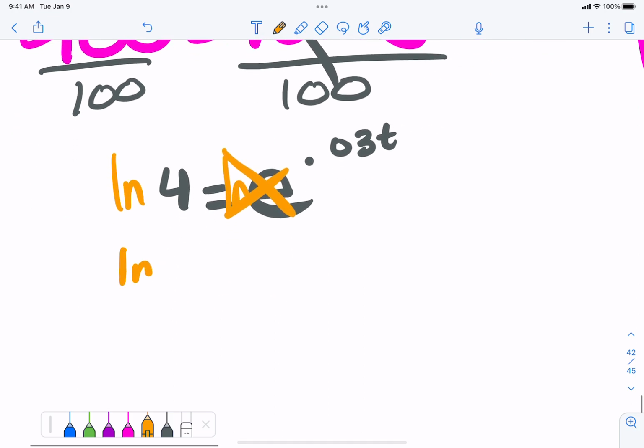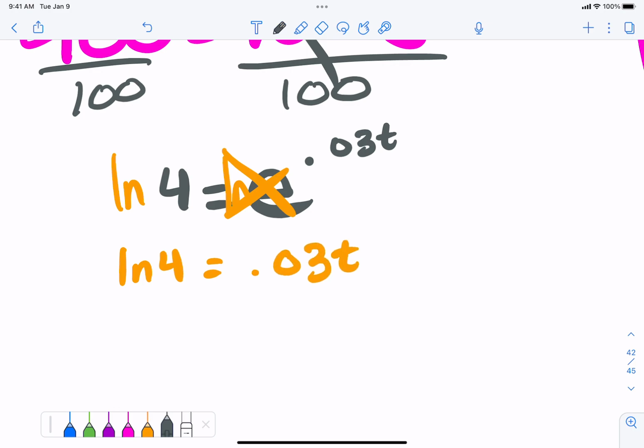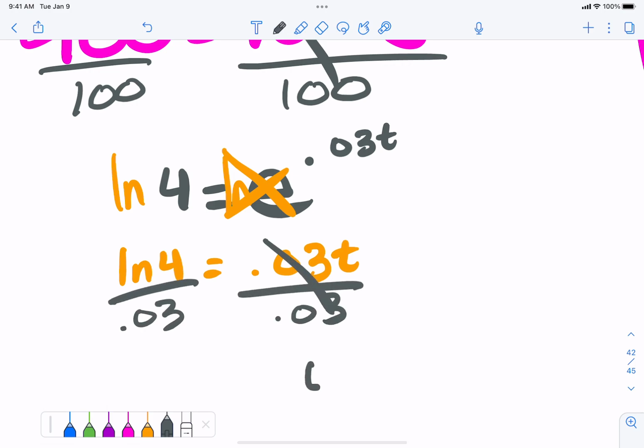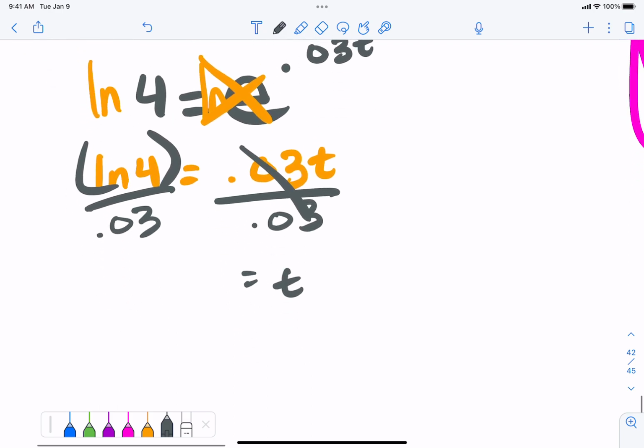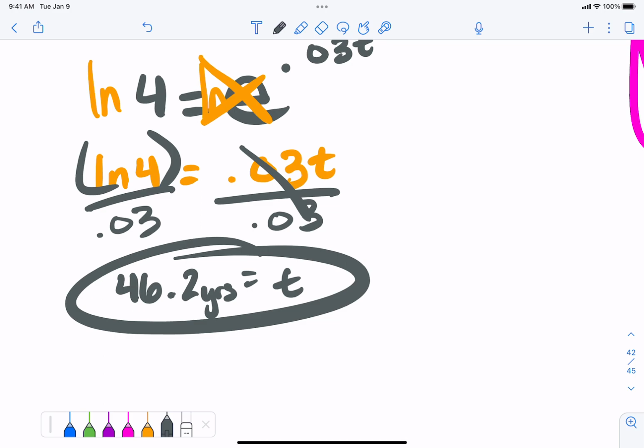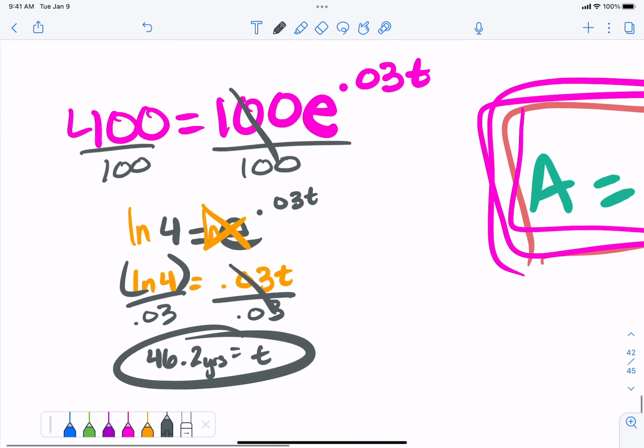So I have ln 4 equals 0.03 t. And then what? Divide by the 0.03. You can type it all in at one shot. It doesn't matter, right? So t equals, figure out what ln 4 is, and then divide by 0.03. What'd you get? 46.2 years? 46.2098. 46.21, yep, that's what I got. That many years. Does that make sense? Yeah. Okay, those ones are going to be the tricky ones. If you want to write that down, there it is.